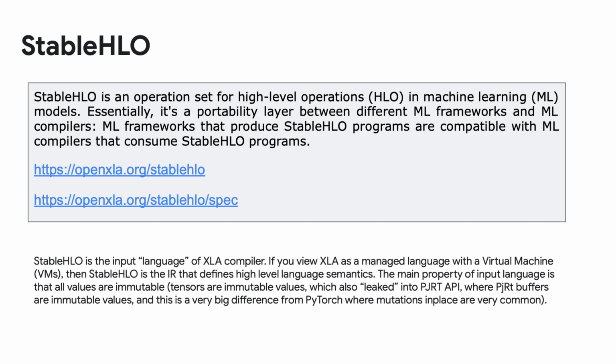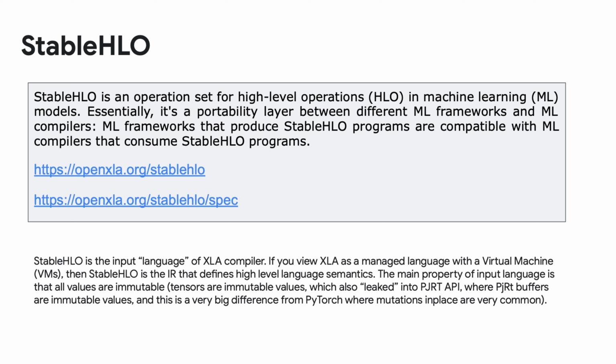Basically, the PJRT API has two main functions. Compile: you pass a StableHLO module to compile, you get back some executable. Then you have buffers, which represent multidimensional arrays in device or host memory. And then you can take your PJRT executable, execute it, and you get back a new set of buffers.